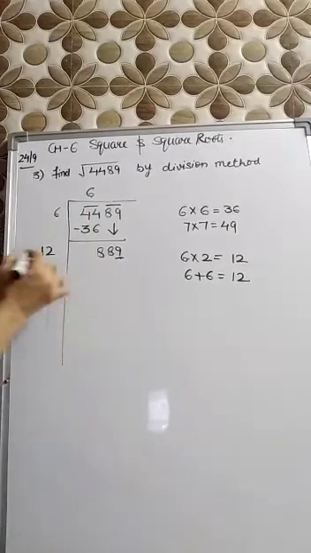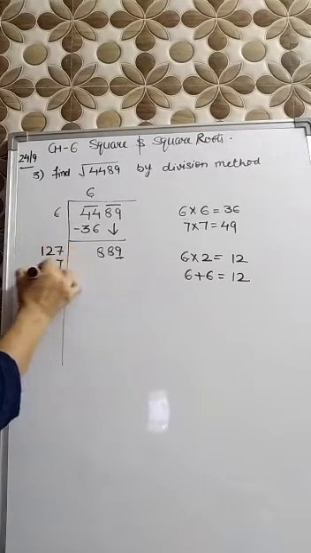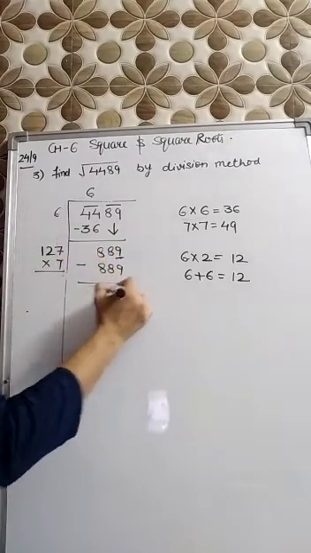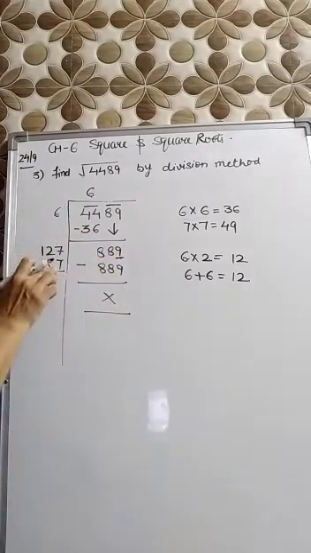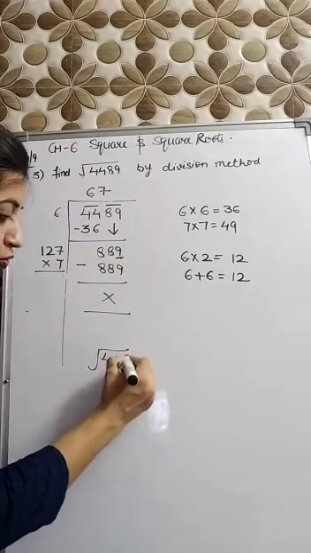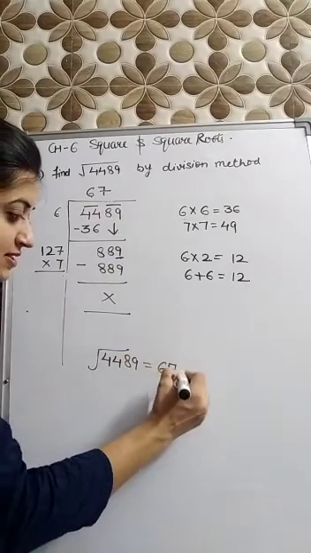When you take 7 here and multiply, you will get 889. So when you subtract it, you will get 0, and this 7 will be written here. That means we are getting the square root of this number as 67.